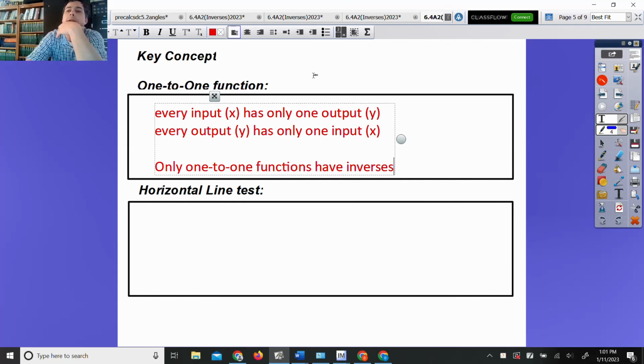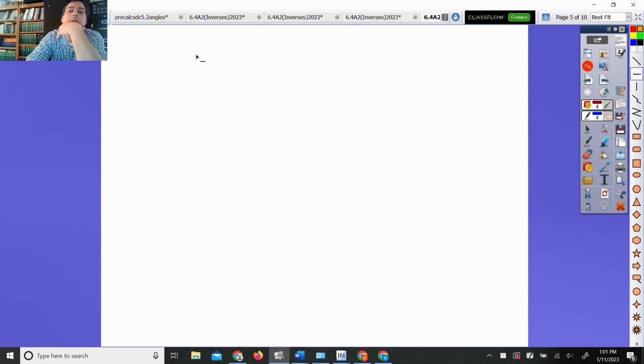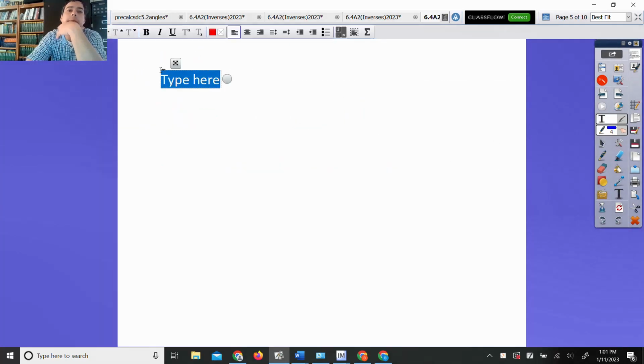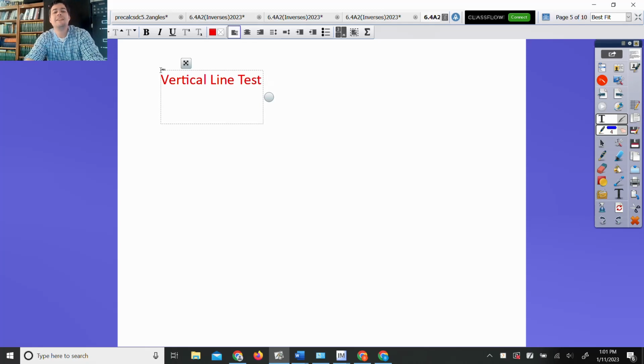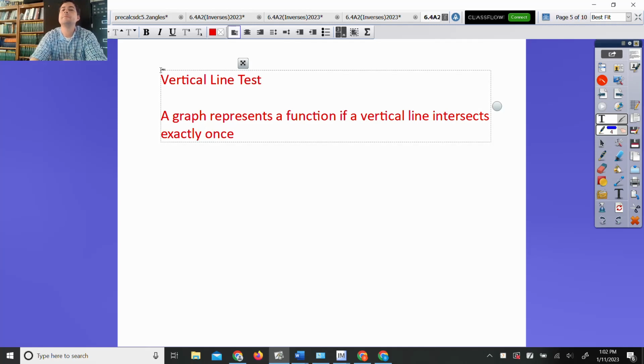A little side note here, before I go back to this page. At the beginning of the year, with Miss Garner and with me, you talked about the vertical line test. Remember what the vertical line test did? A graph represents a function in general if a vertical line intersects it exactly once. That was the vertical line test.